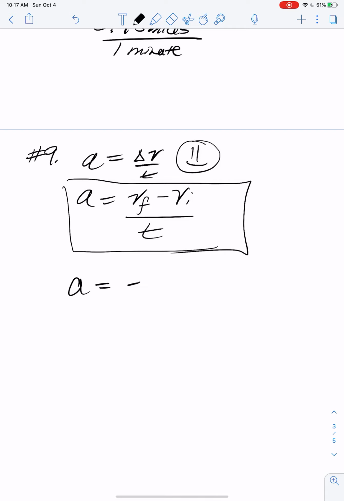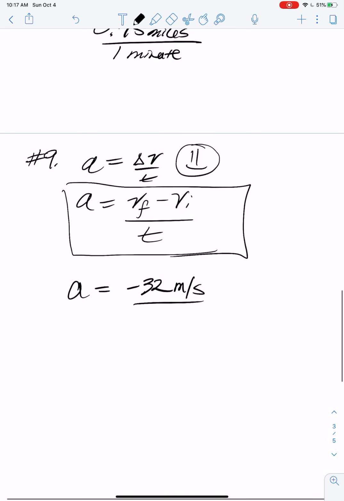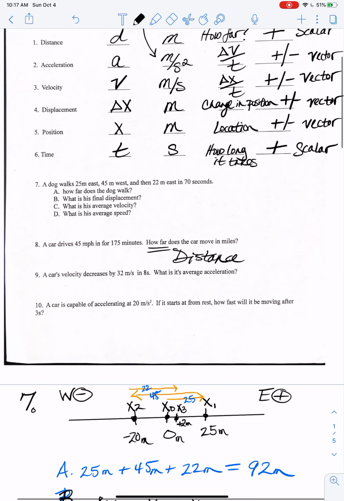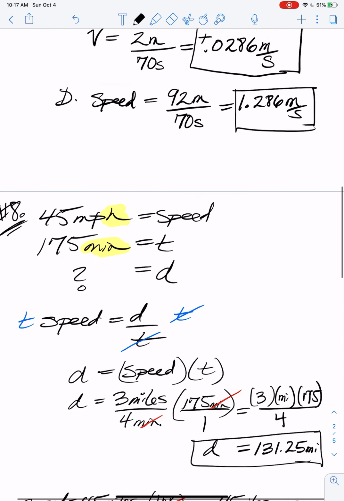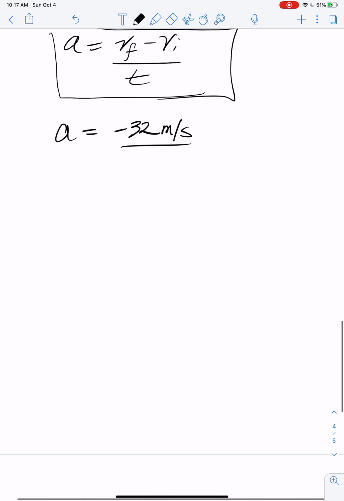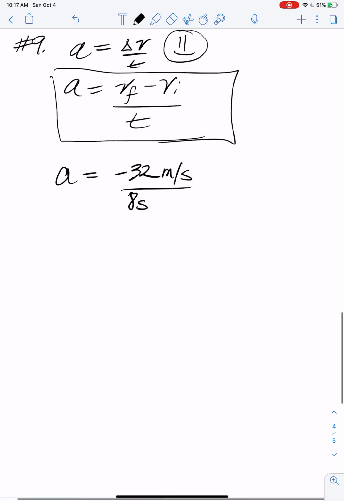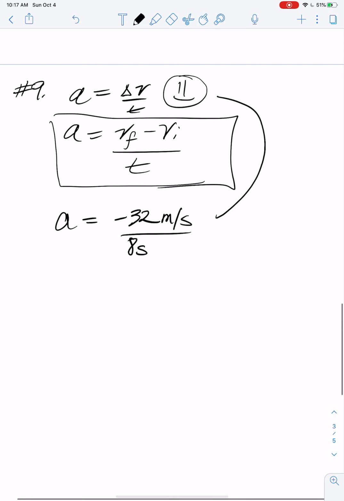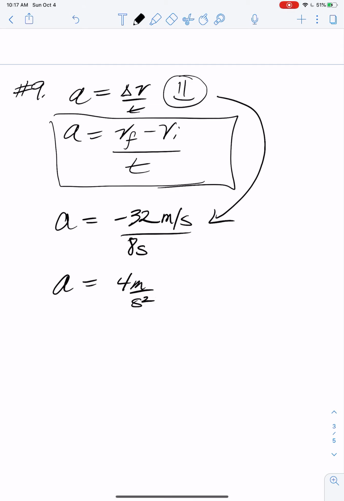But I'm just going to go with the fact that the decrease is the change, negative 32 meters per second, and that this was accomplished in 8 seconds. So it's going to look something like that. So I just went from that formula to there. Right there is what I did. All right, so my acceleration is negative 4 meters per second squared.